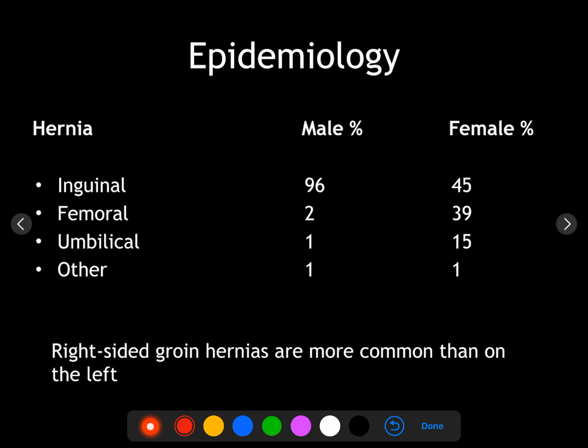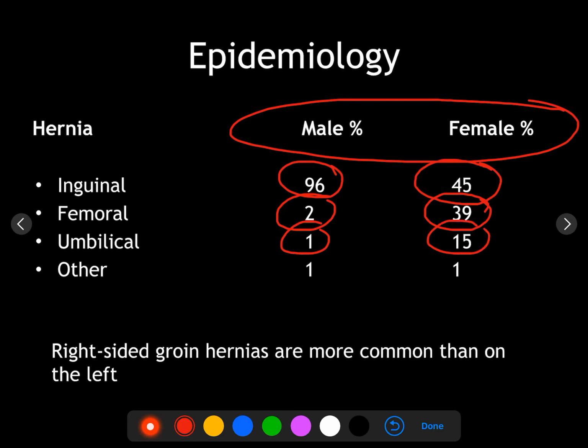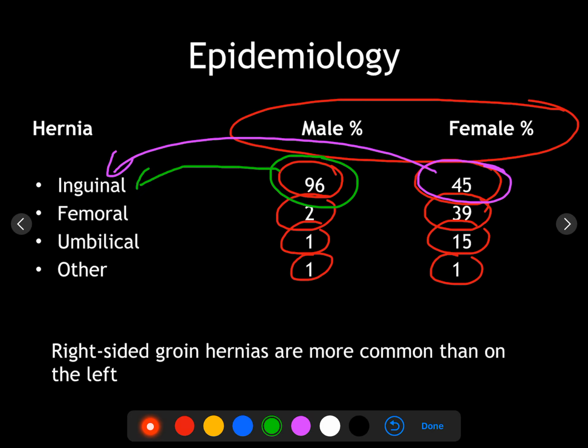إذا نتكلم عن الهرنيا and male female differences، نجد انه الانجوينال بالميل 96%، بينما بالفيميل 45%. الفيمورال تكون 2%، هناك الفيمورال 39%، الامبلايكال 1، هناك 15، الاذرز 1 ب 1. So it is the most common hernia بالفيميل is the inguinal. The most common hernia in male is the inguinal. But when we come to the femoral hernia, female is more common than the male.